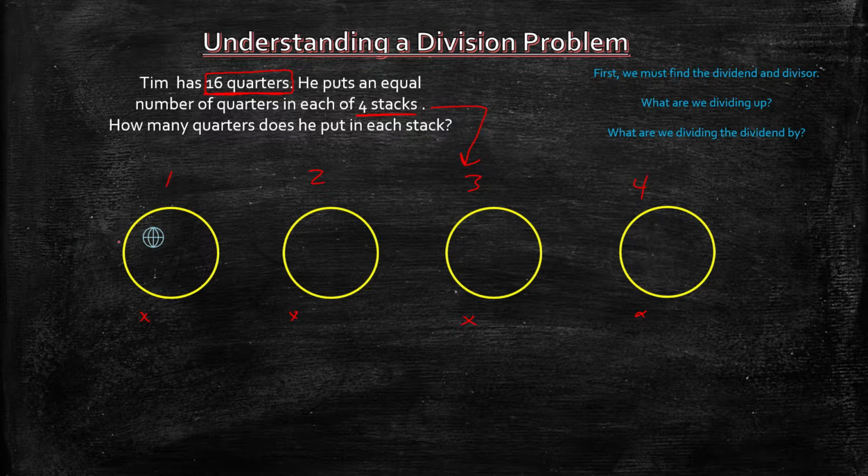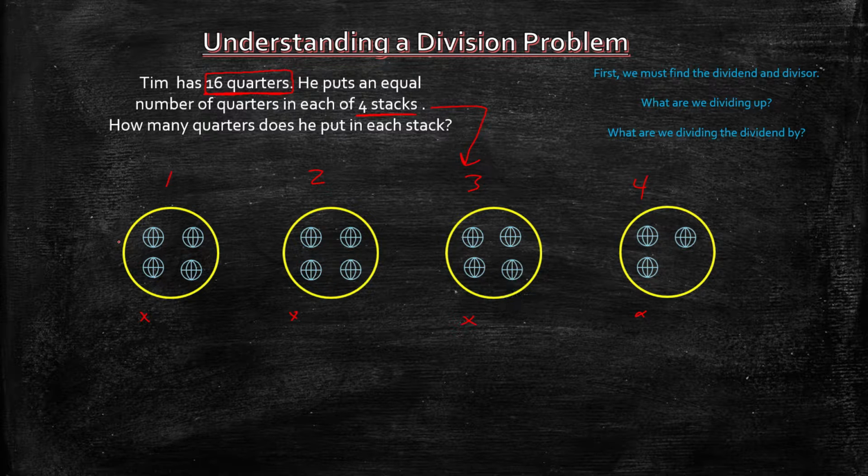Now, I've used this symbol here to help with the quarters, so I put my first one in there. So I've put in 4 quarters. Then I start back over. Now I'm at 8, 9, 10, 11, 12, 13, 14, 15, 16. So I have placed all 16 of my quarters into my 4 groups. So how many quarters does he put in each stack? Well, if there's 4 in this one, 4, 4, 4, my answer is 4.